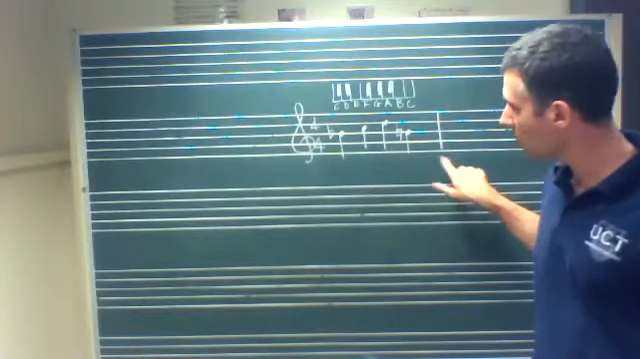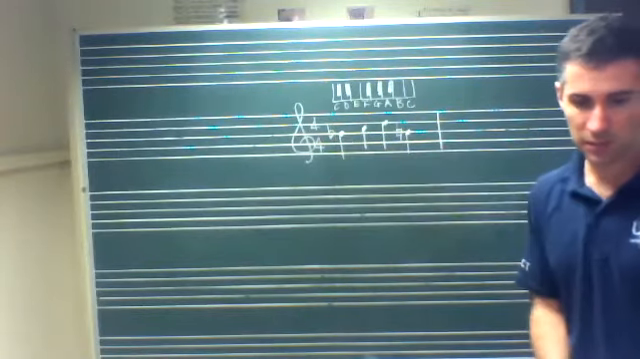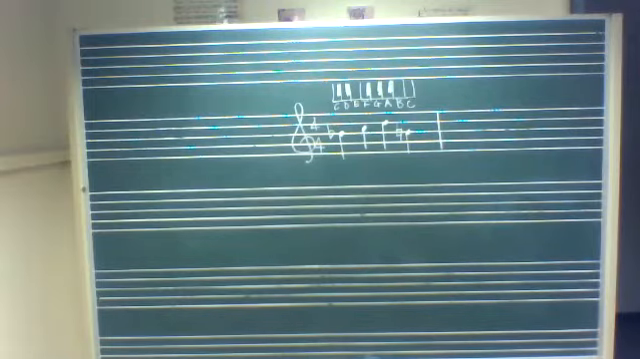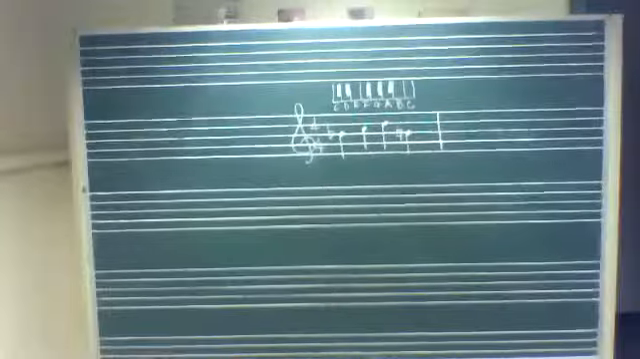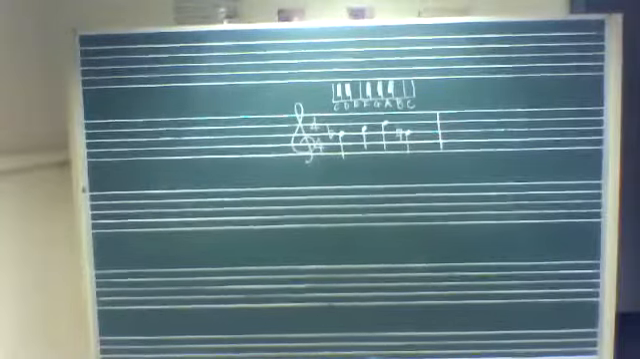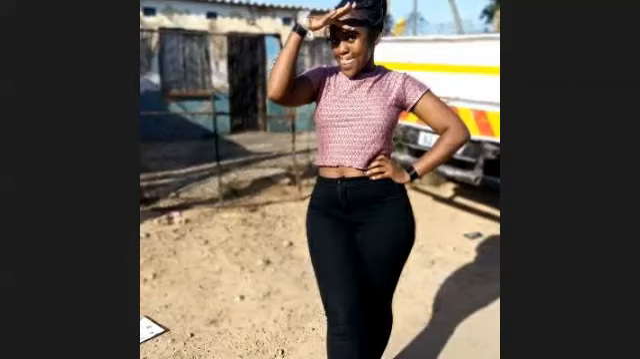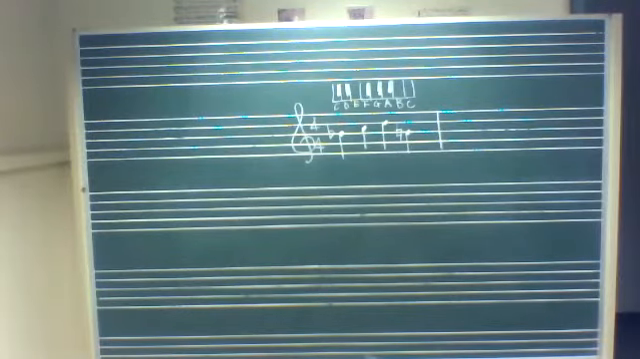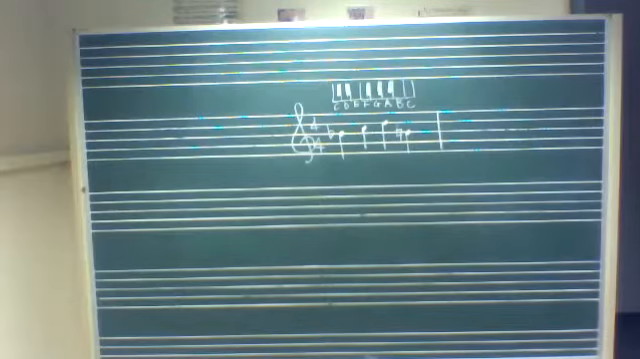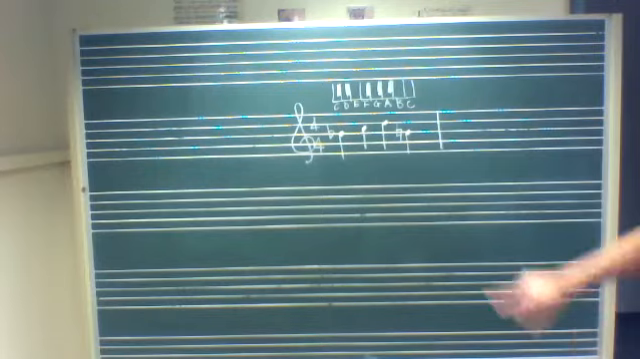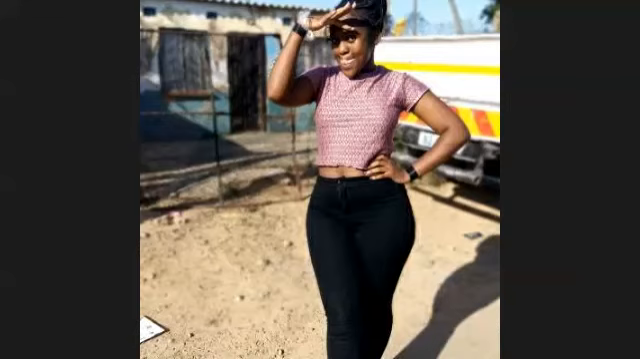Okay. What is this first note over here? Can you tell me what the name of the note is? B flat. Yes. B flat. What is the next note? C. Yes. What is the next note? D. Yes. And what is the next note? This one here. B natural. Yes. Okay.